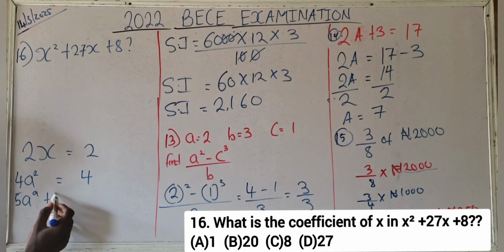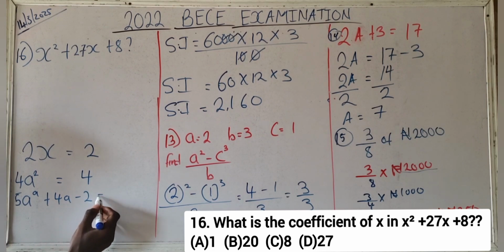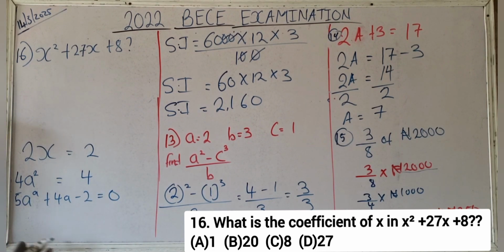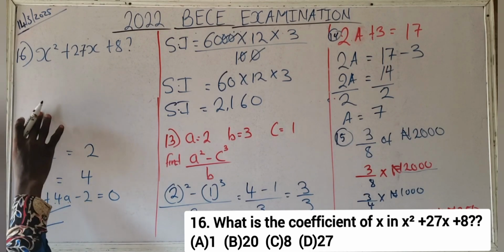5a squared plus 4a minus 2 equals 0. Now, what is the coefficient of a? Don't forget that coefficient is the number before a letter. Okay? Now, the coefficient of a in this equation is 4. How do I know? Because a is the letter, and the number before a is 4. So the coefficient of a is 4. Now, let's say we are asked what is the coefficient of a squared? The coefficient of a squared is 5. You understand? So let's go back to the question.